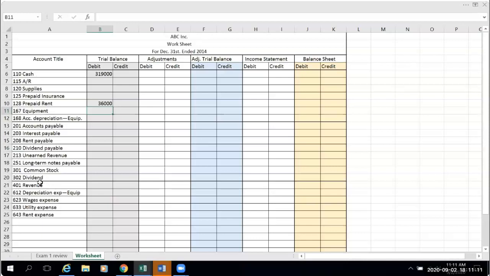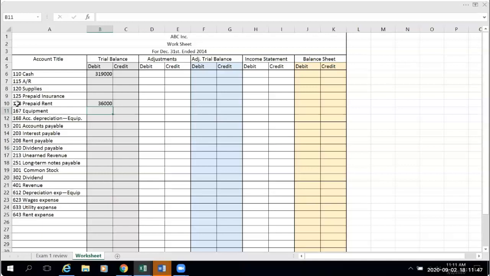Because this is like a balance sheet. In chapter 2, you learned the classified balance sheet. A classified balance sheet means everything has to be in the right order. So in a classified balance sheet, at the top, we have current assets. What is a current asset? Anything that can be converted to cash in a year or less. So cash, accounts receivable, supplies, prepaid insurance, prepaid rent, those are all current assets.